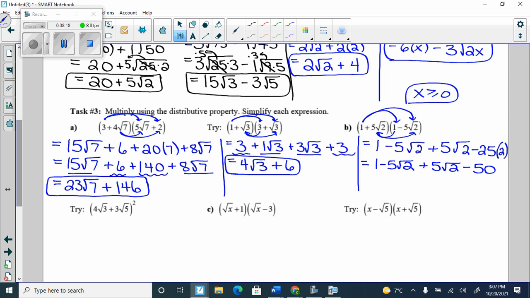And then I've got to collect my terms. So negative 5 root 2 plus 5 root 2s is how many root 2s? None. They go away. 1 minus 50 is negative 49. The negative 5 root 2 plus 5 root 2s cancel.